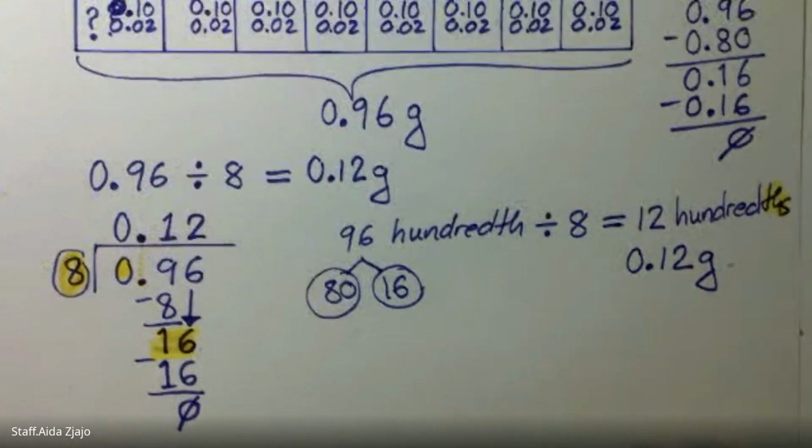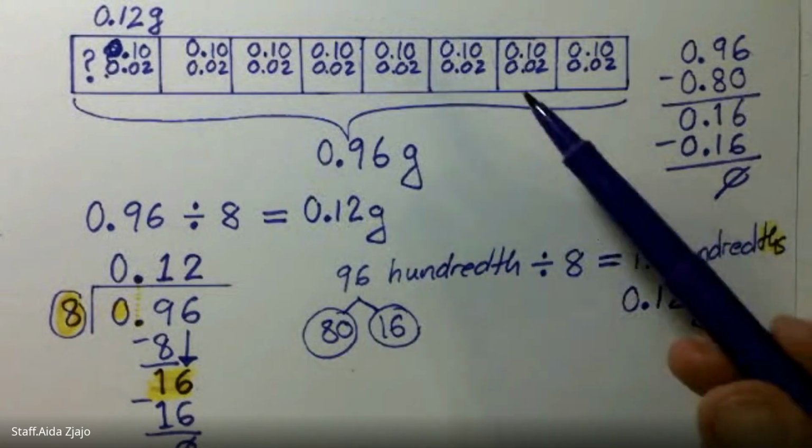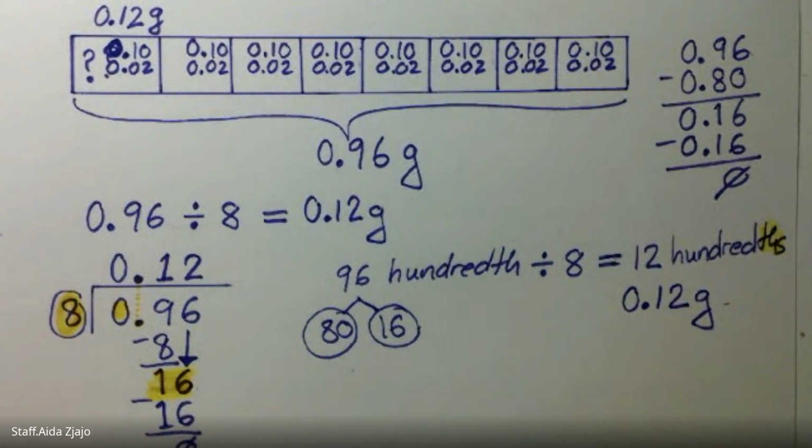So you have three options: the drawing and sharing equal, and then you have a standard algorithm, or thinking about the units that you're dividing.